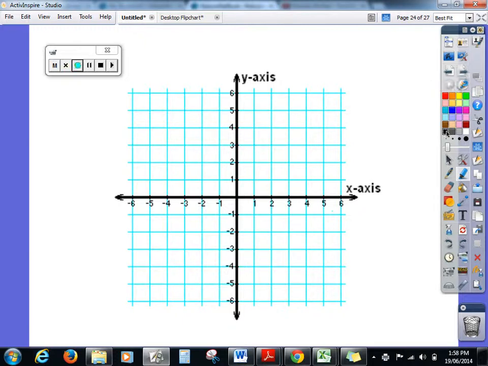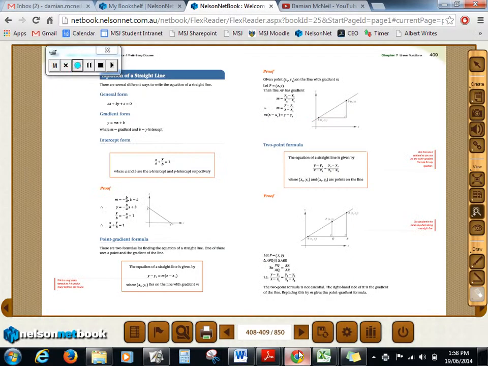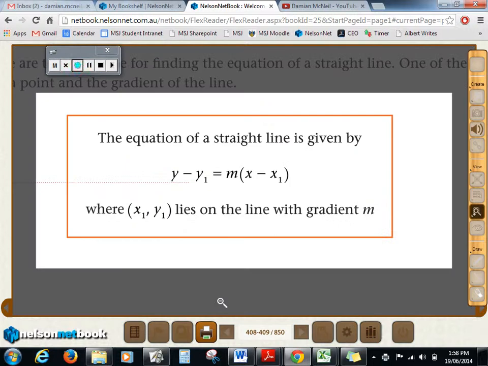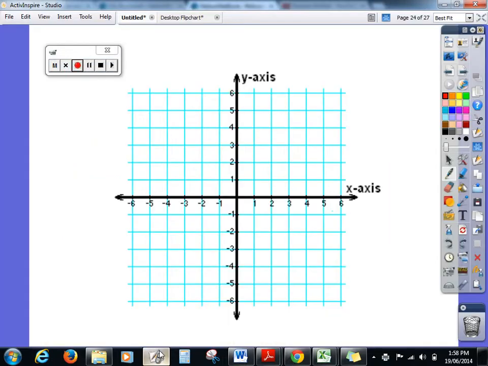So the point gradient form, let's just go to the textbook, so we've got it here. The point gradient form is that, where it says the equation of a straight line is given by this form, y minus y1 equals m(x minus x1), where (x1, y1) is a point that the line will go through, and m will be the gradient.